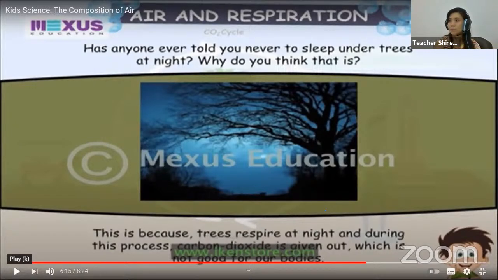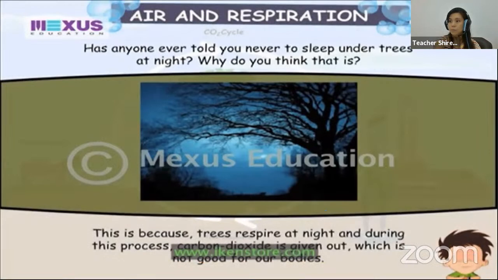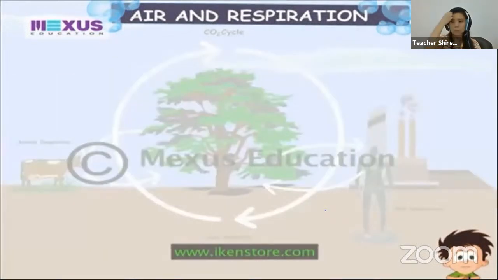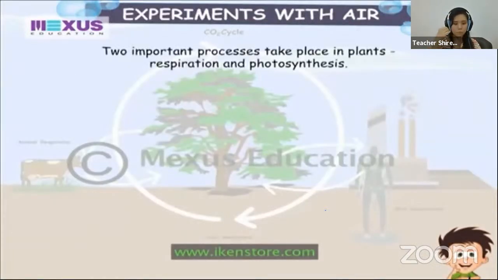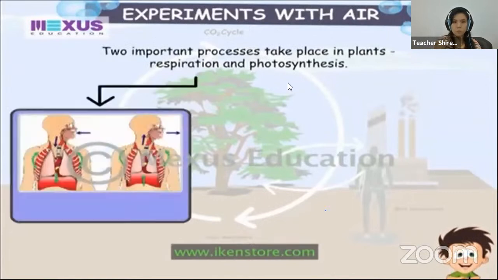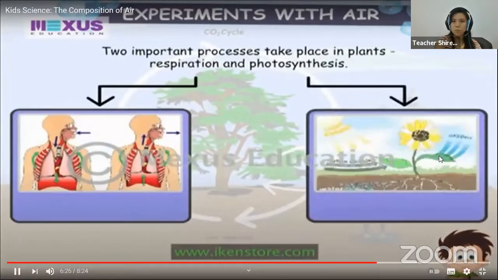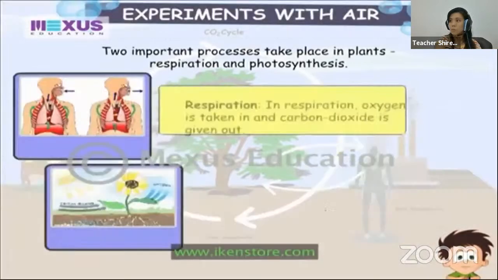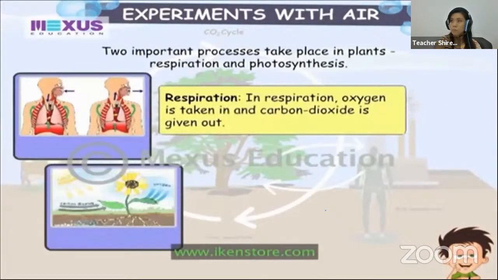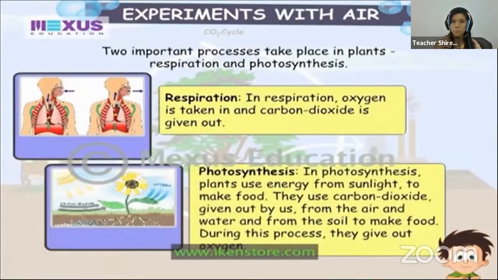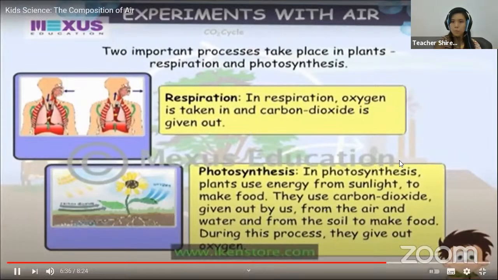Dioxide is given out, which is not good for our bodies. Two important processes take place in plants: respiration and photosynthesis. In respiration, oxygen is taken in and carbon dioxide is given out. In photosynthesis, plants use energy from the sunlight to make food. They use carbon. Okay, this is what I meant.